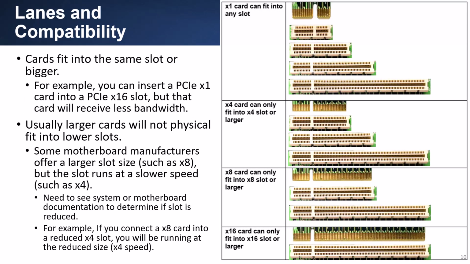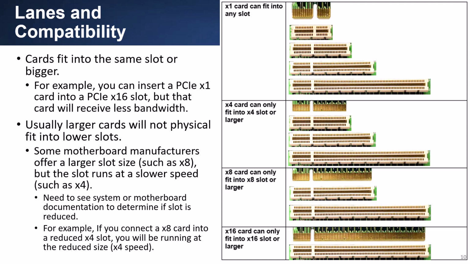Cards can fit into the same slot or bigger. You can insert a PCI Express by 1 card into a PCI Express by 16 slot, but that card will receive a lot less bandwidth. Similarly, you can insert a PCI Express by 8 card into a PCI Express by 4 slot, assuming you can get it to fit into the slot, but it'll only work with half the bandwidth compared to if it was in a PCI Express by 8 slot.